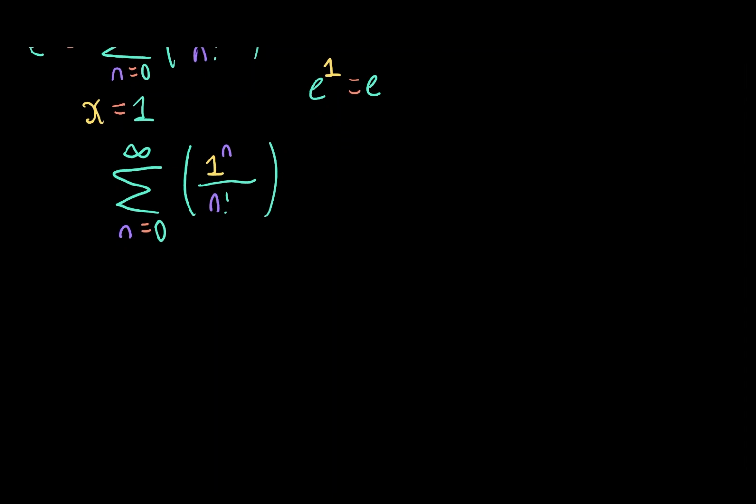So we will find that Euler's number is equal to the summation from n is equal to 0 of 1 over n factorial. And you'll find that Euler's number is equal to this summation piece.